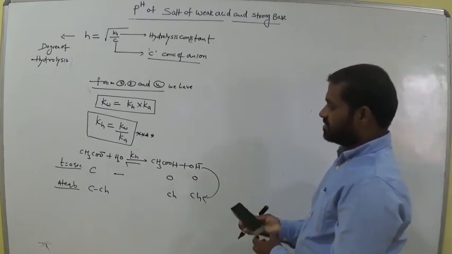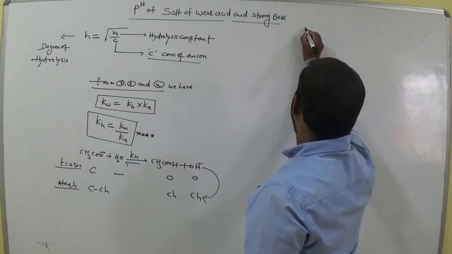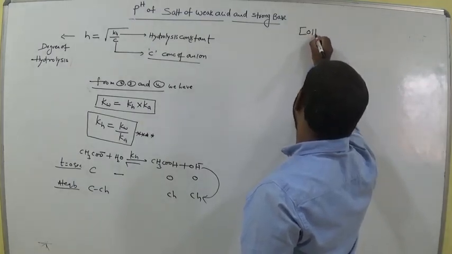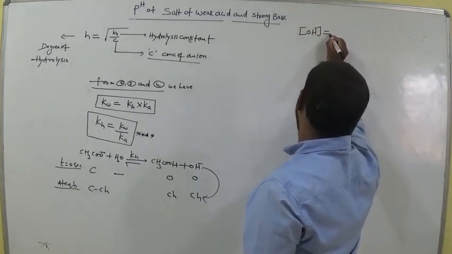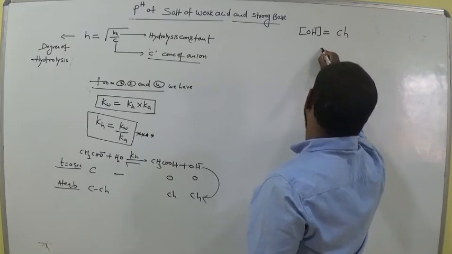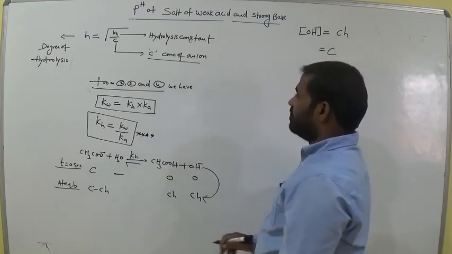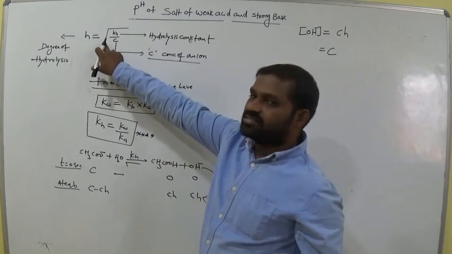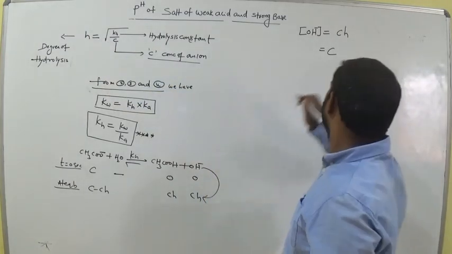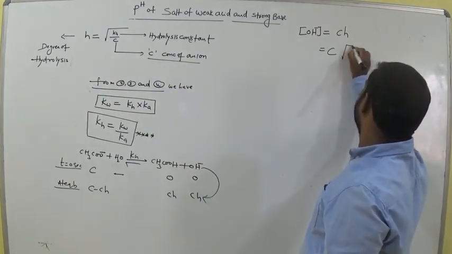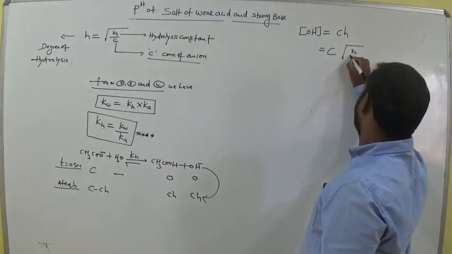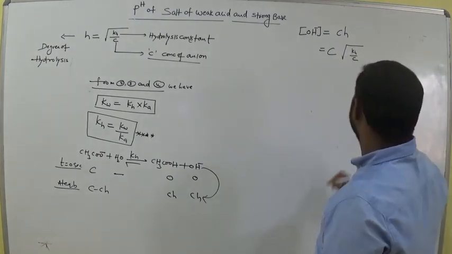Now from this, the OH minus ion concentration is Ch, but this is C. What is the value of h? The value of h is Kh by C. Clear, all of you?